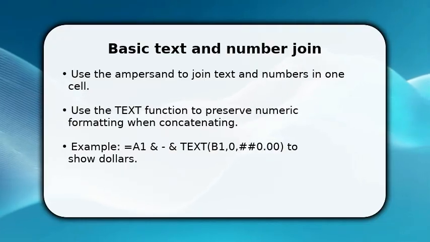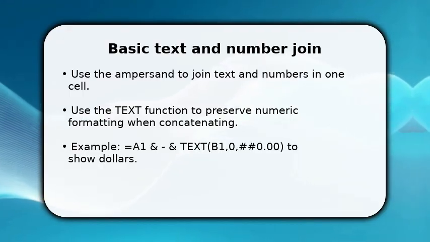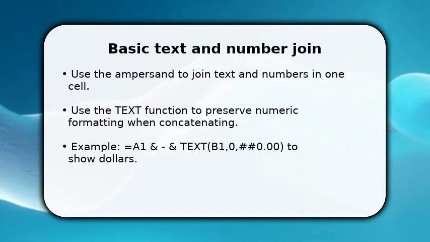Start by using the ampersand to join text and numbers in one cell. Type equals A1 & " " & B1 to combine two cells with a space. Use CONCATENATE for older workbooks to merge values when needed. Prefer the CONCAT function in newer Excel to combine text and formatted numbers.